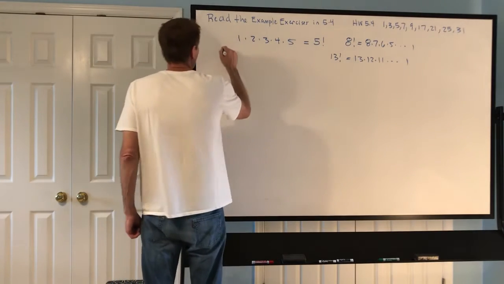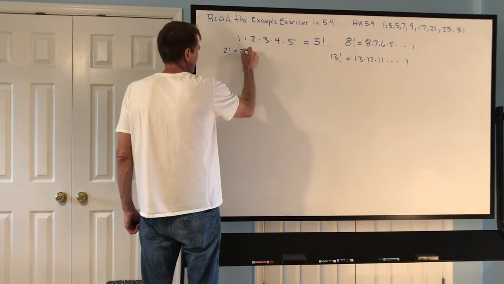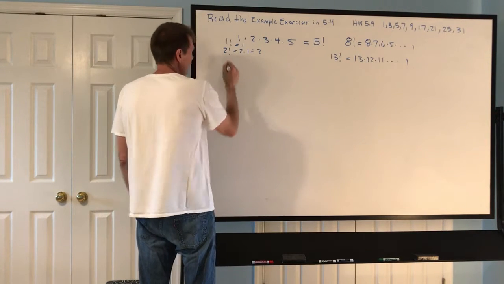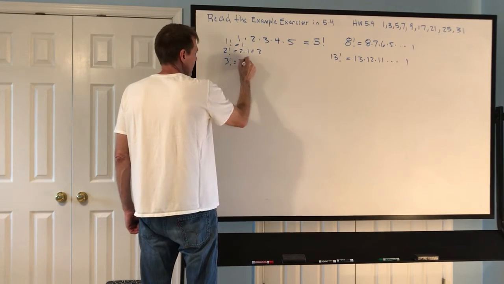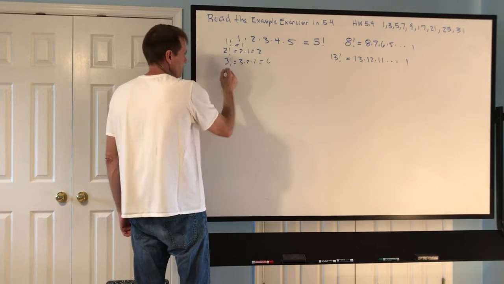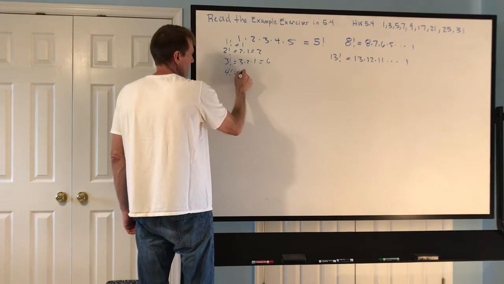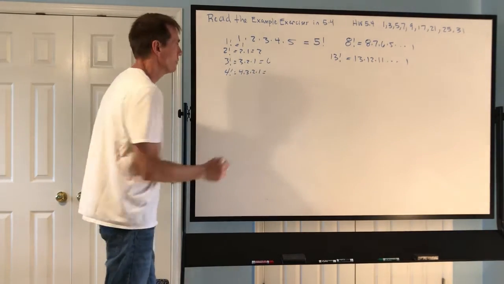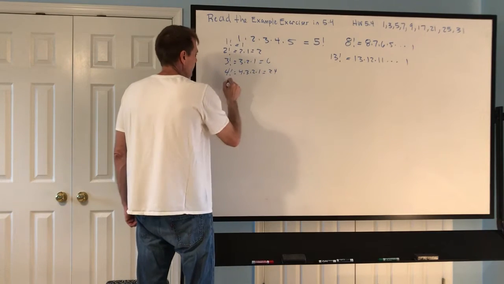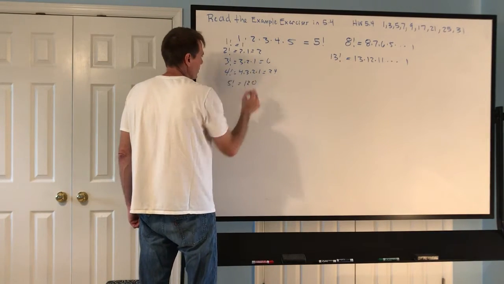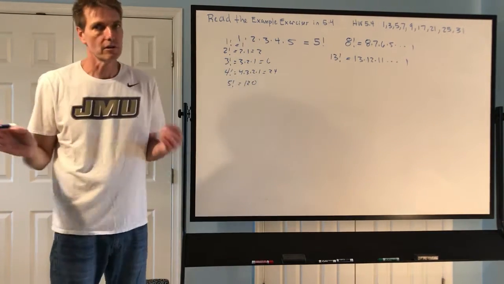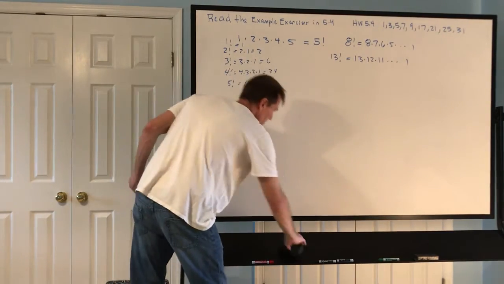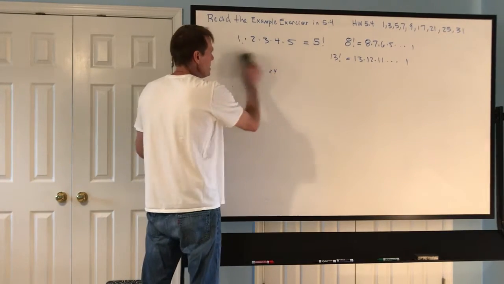The first ones aren't so bad. 2 factorial is just 2 times 1, which is just 2. 1 factorial is just 1. 3 factorial is 3 times 2 times 1, which is just 6. 4 factorial starts getting a little bit bigger: 4 times 3 is 12, 24. 5 factorial takes a little bit of time, and is 120. Then they start getting big pretty quickly after that. So that's the first thing that we need.